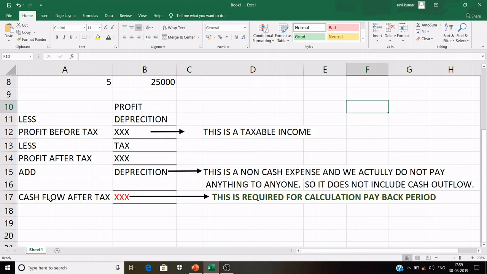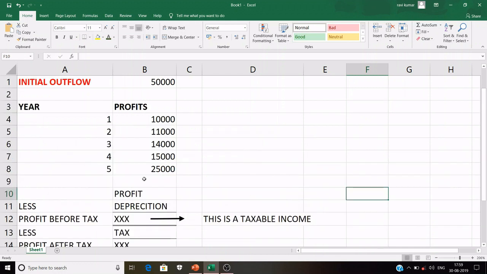So we'll solve this question with all these methods. First of all, we will deduct depreciation, then we will deduct tax. After that, we'll add depreciation, then we will receive cash flow after tax. That is what is required for calculation of payback period. So let's solve this question.